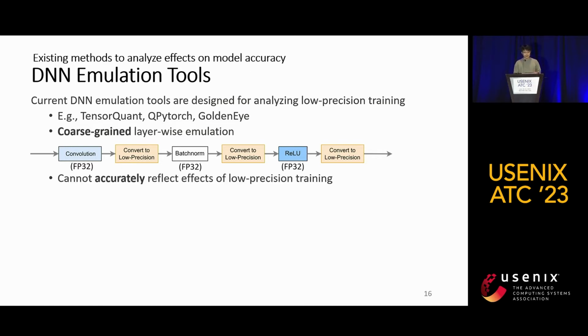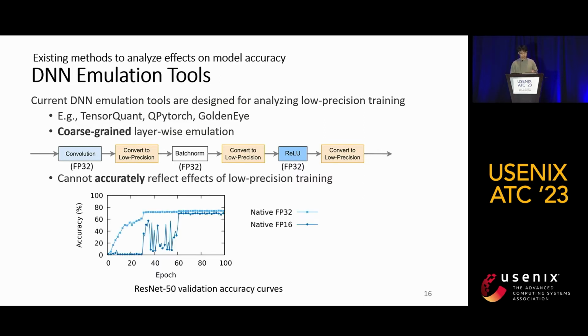Such coarse-grained layer-wise emulation cannot accurately emulate low-precision training. We found when using QPyTorch to emulate FE16, the error of one single convolution operation could be up to 16%. We also trained ResNet 50 with QPyTorch emulated FE16, and we found the training curve matches with the FE32 result instead of FE16.